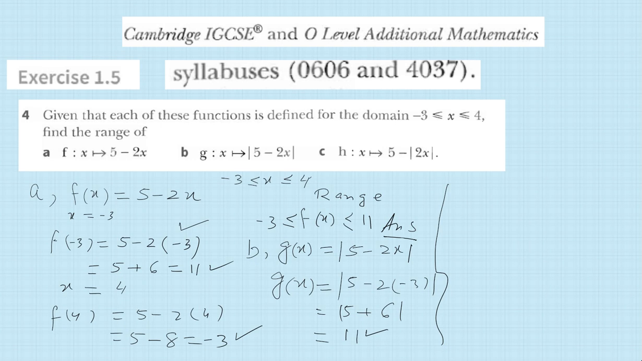How to find the minimum value? It is very easy. Just take the function g(x) is equal to the absolute value of 5 minus 2x. Just see, is there any number outside the absolute value? No, there is no number. If there is no number, then we can say 0 over here. Therefore, our range is from 0 to 11.